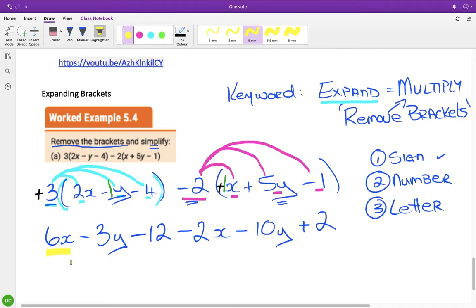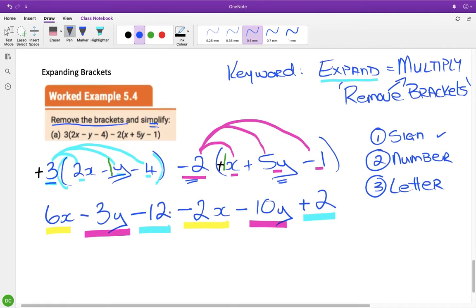Right, so my first family here is x, and I have 2 of them. Y is next, and I have 2 of them. And then I have 2 constants. So same as the homework the other night. We do 6 minus 2, which is 4 for my x family. Minus 3 minus 10 is minus 13 for my y family.